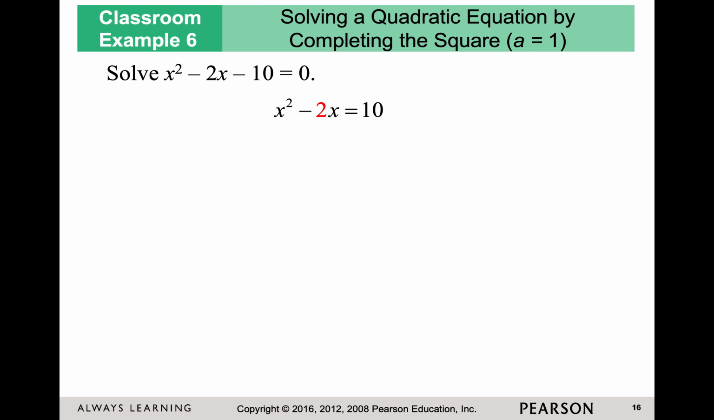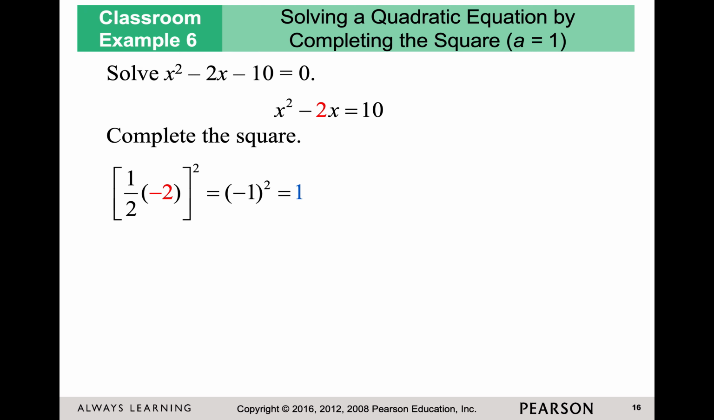The next thing you're going to do is look at the number in front of x. To complete the square, you're going to take the number in front of x, divide it by 2, and then square it. So negative 2 divided by 2 is negative 1. I'm going to square that, and that is what I add to both sides. Okay? So I moved the 10 over, I did this arithmetic in the margin of my paper, and that's what I add to both sides.